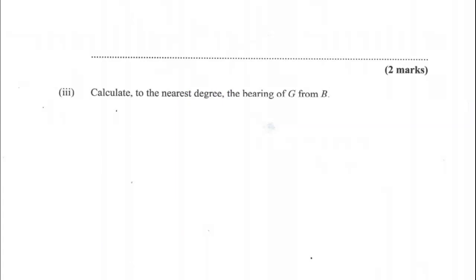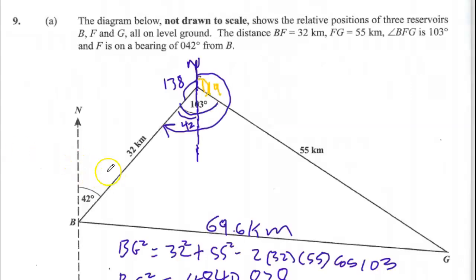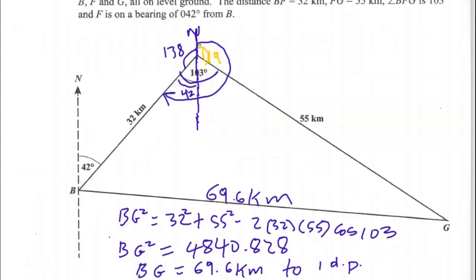Calculate to the nearest degree or whole number the bearing of G from B. The bearing of G from B. Let's look back at the diagram. Sorry, it's the bearing of G from B. So from B, so that's here, from B to the line that goes to G, right? So that's the angle that we want. So we know this angle is 42, so what we want is this angle inside.